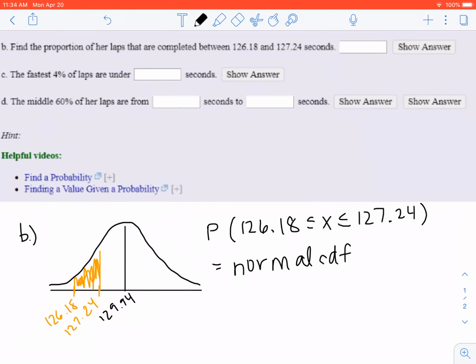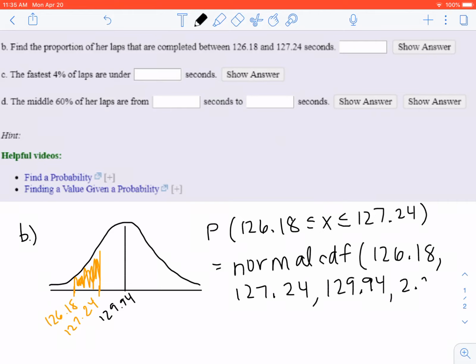And normal CDF is going to be your lower bound, your upper bound, your mean, your standard deviation. So lower bound, where the shading starts, is 126.18. Upper, which is where it ends, is 127.24. Mean is the 129.94, and then our standard deviation is 2.28. Putting that all in on your calculator, rounding your answer to 4 decimal places, you get 0.0686.